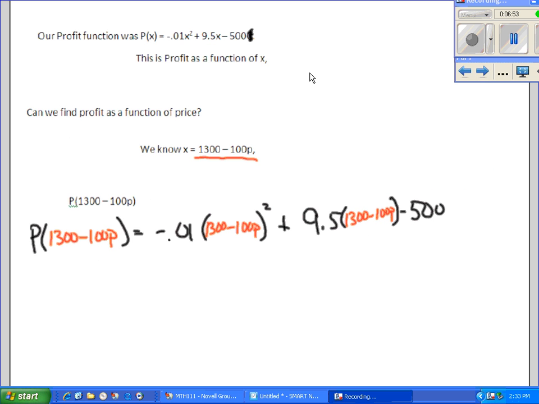Okay, going back to that profit function example again. The profit function we came up with had x squared over 100, so I went ahead and made it negative 0.01 x squared plus 9.5x subtract 500. This is profit as a function of x, the number of units. So now we're going to go back and find profit as a function of the price. I already knew that x was 1300 subtract 100p. So what we're going to do is replace the x with 1300 subtract 100p. And so again, it's a substitution. And you can go ahead and do the simplification. It's not real important.